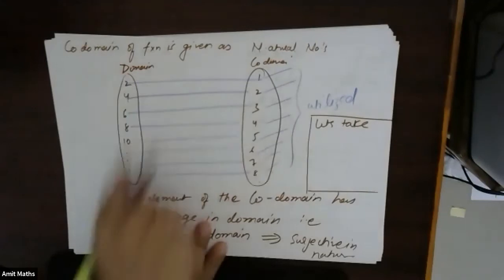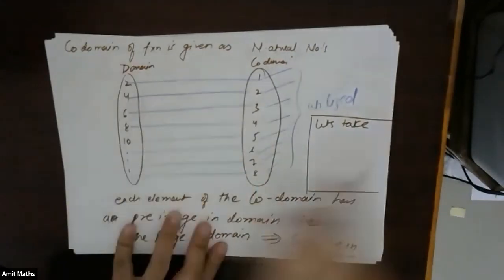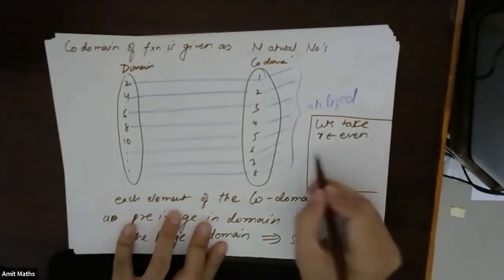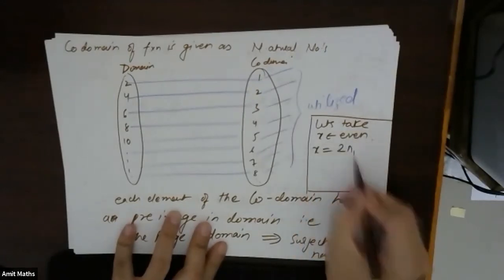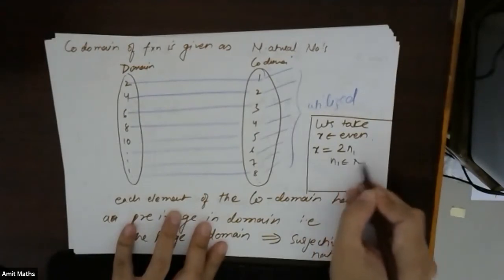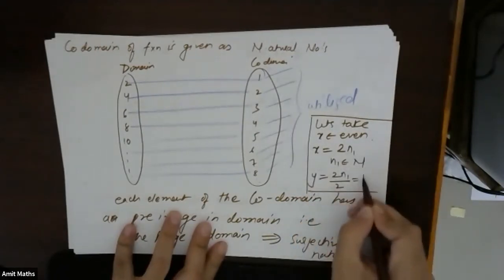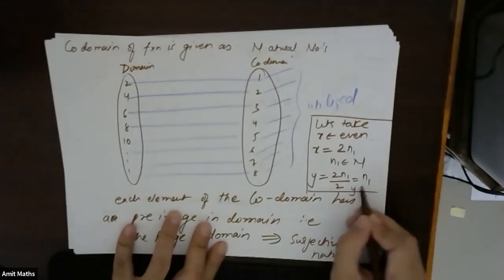I know that I can prove this mathematically using the even part. Let's take x belongs to even. So x will be taken as 2n1 form, where n1 belongs to natural numbers. So y will be 2n1 by 2, which is n1. So that means y belongs to natural numbers.